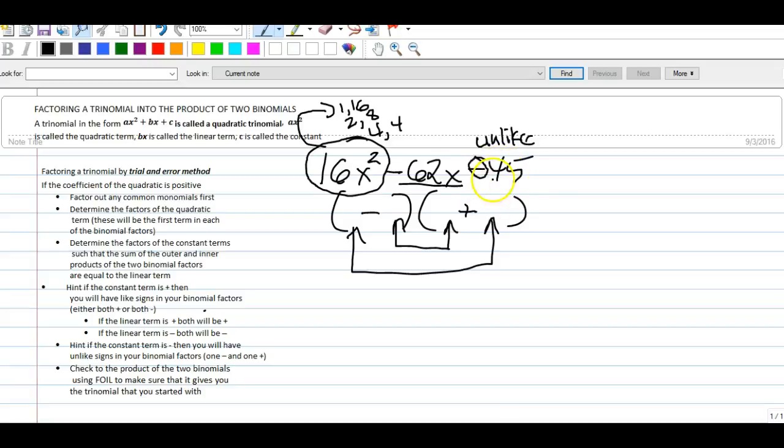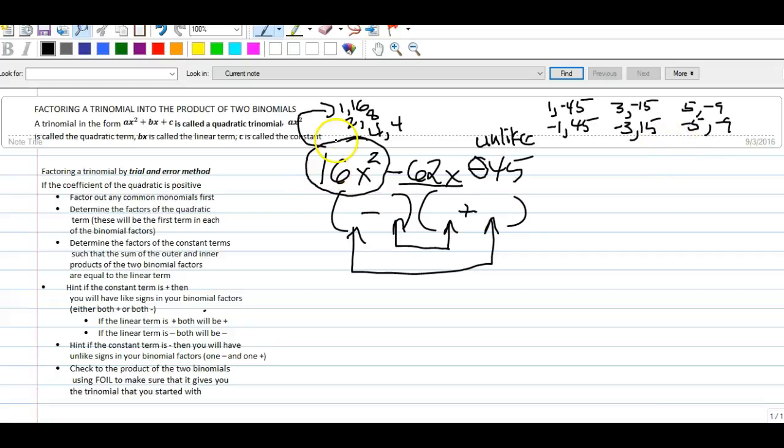Now, again, there are multiple factors here. How do I get a minus 45? I could have positive 1 and a minus 45. I could have negative 1 and a plus 45. I can have positive 3 and a minus 15, or a negative 3 and a positive 15, or I could have positive 5 and negative 9, or negative 5 and positive 9. So you see I have a multitude of possibilities here that I really need to check out.